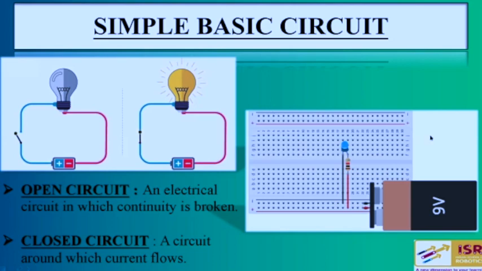And these are the components we can use for making a simple basic circuit. On the breadboard, you can make the connections, and then when the current starts flowing through this circuit, the LED will glow.